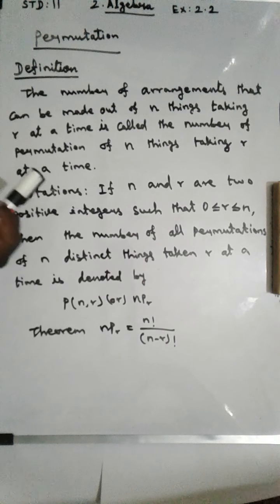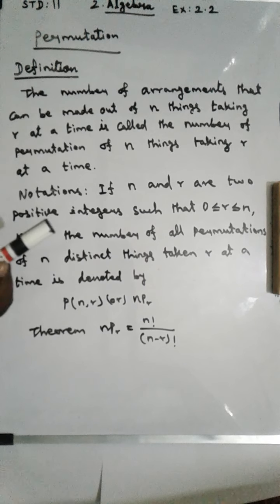So the definition: a permutation is, the total number of things is n things, and from n things we should take r at a time. At a time we should take r things. It is called permutations.